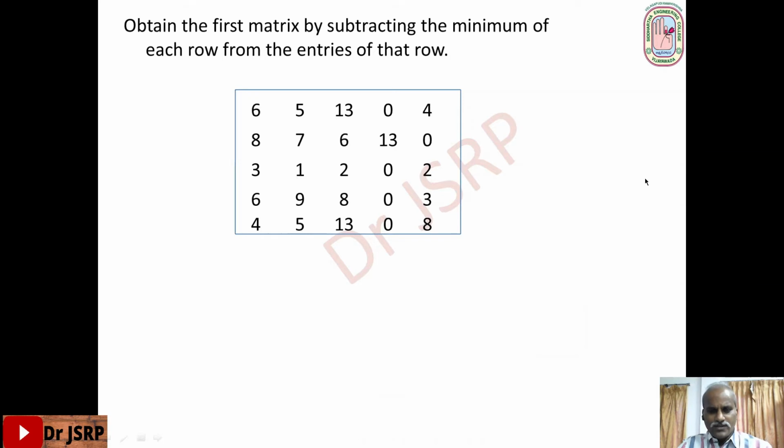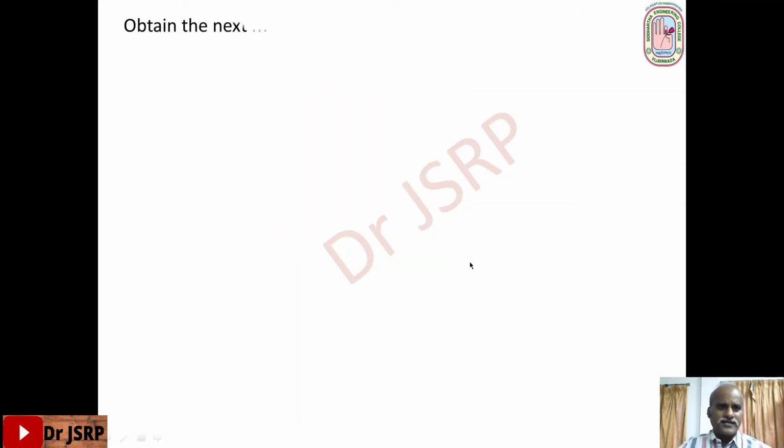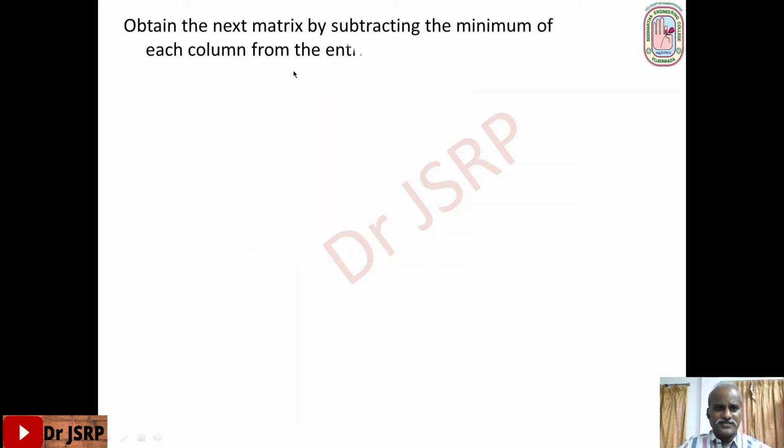Right. From this matrix, we obtain the next matrix by subtracting the minimum of each column from the entries of that column. So first, find the column minimas. First column minima 3, second column minima 1, third column minima 2, fourth column minima 0, fifth column minima 0. So these are the column minima values. Now subtract 3 from first column, 1 from second column, 2 from third column, 0 from fourth column, 0 from fifth column.